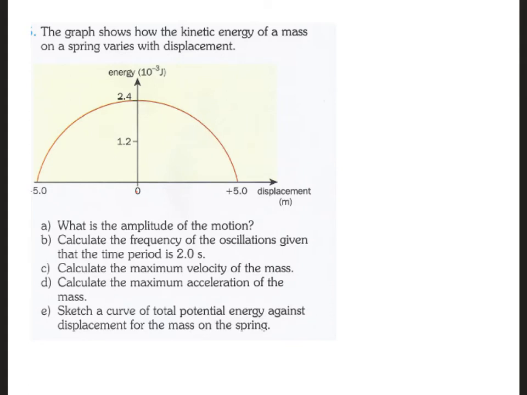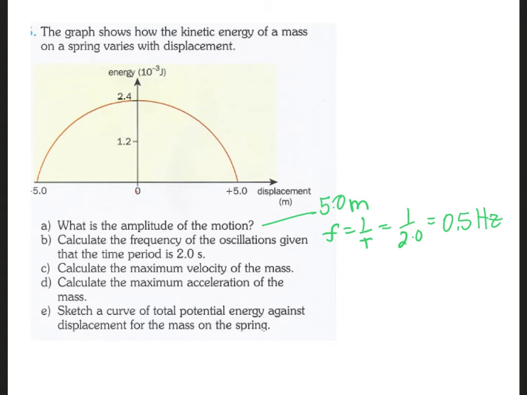Now in this case, what is the amplitude of the motion? Well, it's going to have to be the maximum displacement, and if you read that from the graph, that's 5.0 meters. Now, what about the frequency? It tells me the time period is 2 seconds, so frequency and period are just inverses. And I have to have it in seconds if I want my answer frequency to be in hertz.